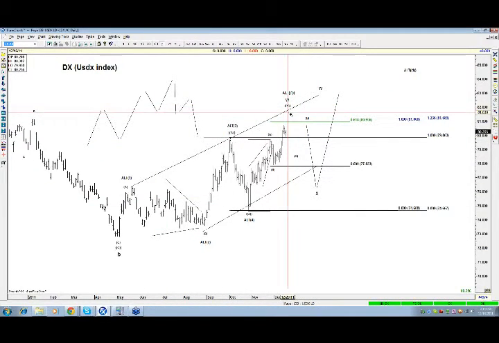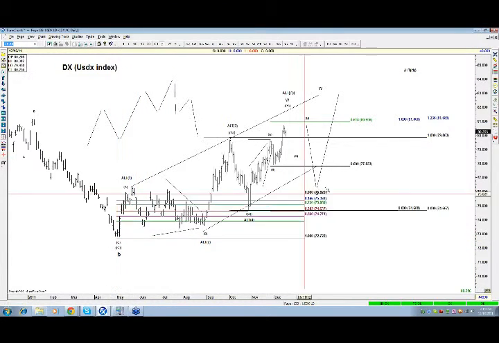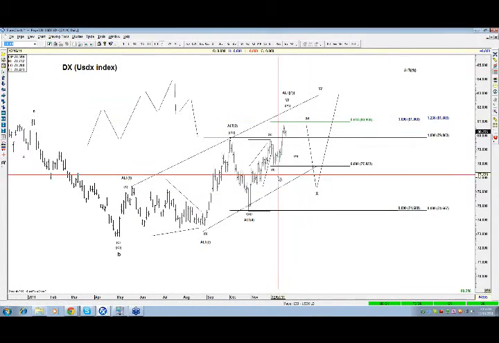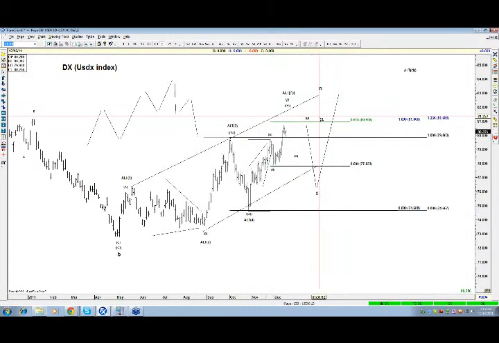Because if the double zigzag is the one ending right here, what's going to happen is that now you're going to correct the whole structure. So the dollar is going to get to minimum 77. So we're talking about a 300 points decline in the dollar index. So keep that in mind, because no matter what it is, it looks like a double zigzag or a leading diagonal. Both of them are calling for dollar weakness soon to come.